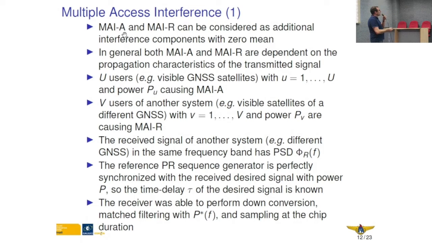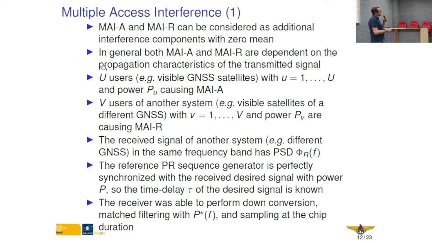So we have M_A, the intra-system, and inter-system multiple access interference, M_R, which can be considered as additional interference components with zero mean. In general, both M_A and M_R are dependent on the propagation characteristics of the transmitted signal. We will see this on the next slide.